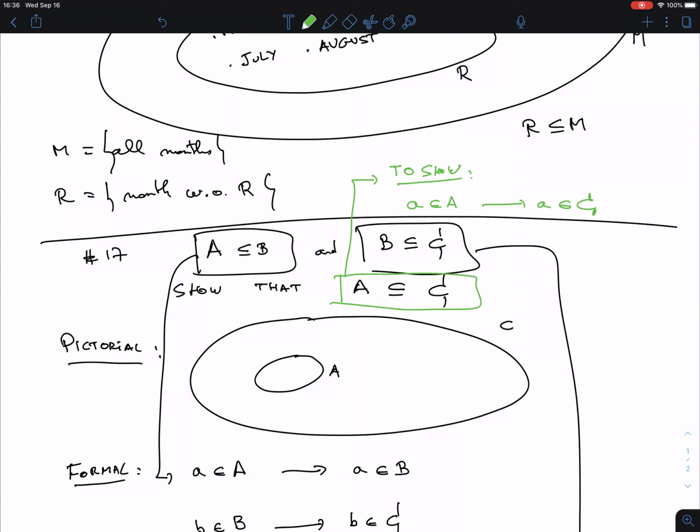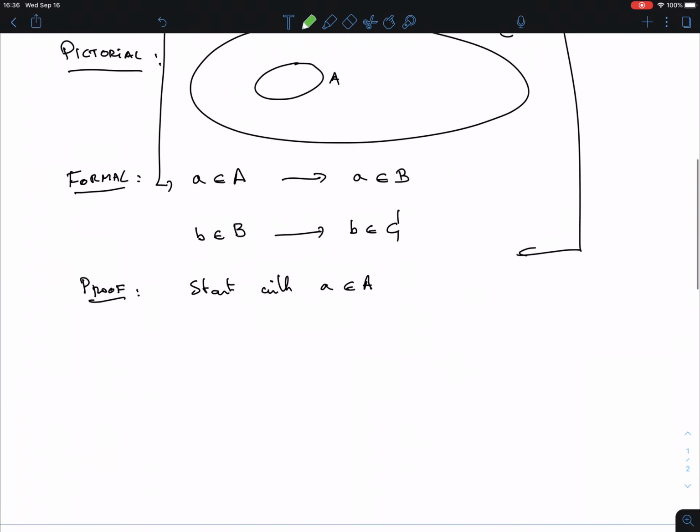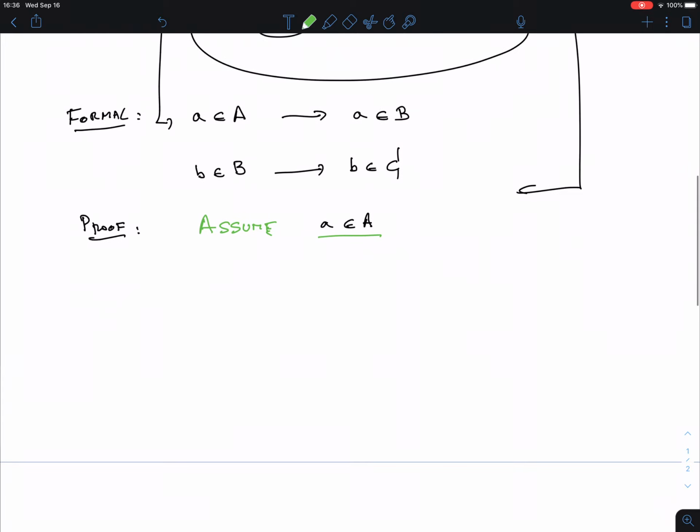Now a direct proof. How does a direct proof work? A direct proof of an implication, you assume the hypothesis. So, okay, let me write it more correctly here. So assume A is in A. And what I need to show is that A is in C. Remember that? Okay. So A is in A.